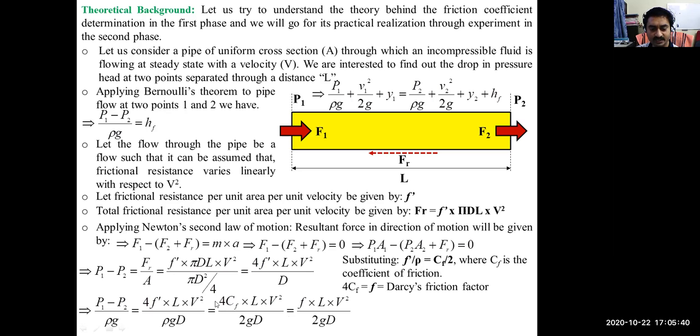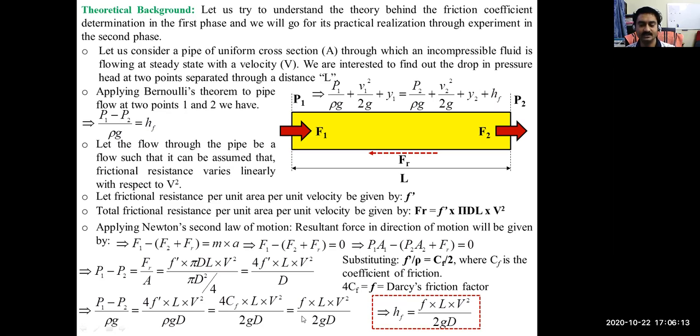Now this 4 times the coefficient of friction, 4 Cf, is called F, which is also known as Darcy's friction factor. So ultimately, I'll be leading to this equation: HF is equal to FLV square divided by 2GD. This is my final expression, also called the Darcy-Weisbach equation. It's a common equation in fluid mechanics. It might have been derived in the theory also, but it was just a repetition. I thought it would be better to tell you the theoretical background before I move to the experimental verification of this equation.